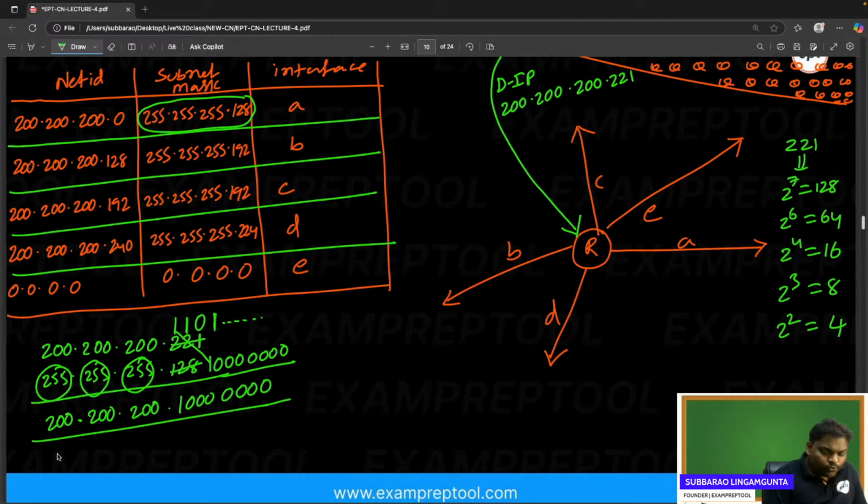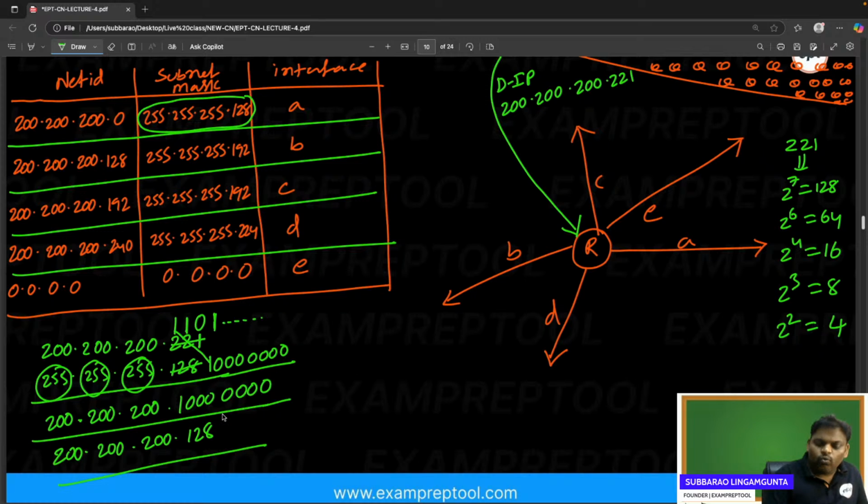So what I mean to say is, can you observe now? The destination IP, whatever I have, I took the destination IP in the first row subnet mask, whatever is there, and I did the AND operation. When I did the AND operation, you know very well: subnet mask AND operation with IP, you will get the subnet ID.